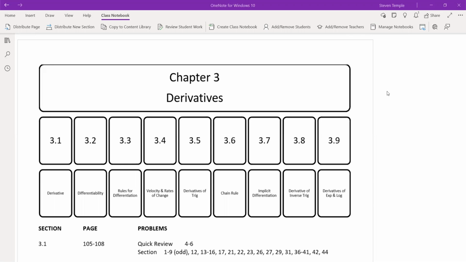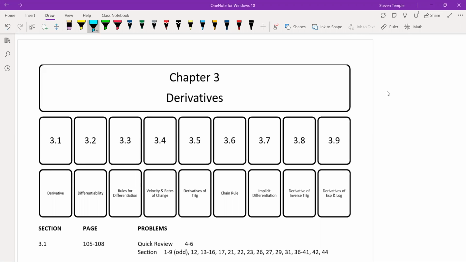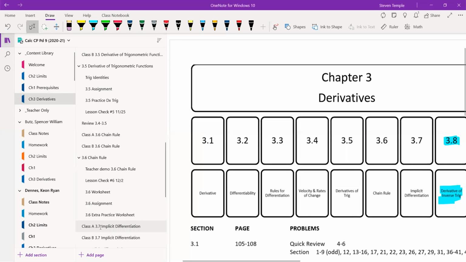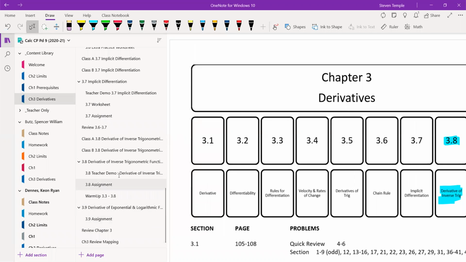Hello, calculus students. We are currently in chapter 3 and we're going through the process of learning all the derivatives, and we are right here, section 3.8. We're going to take a look at the derivative of inverse trigonometric functions. So let me go back into our notes and we'll begin.